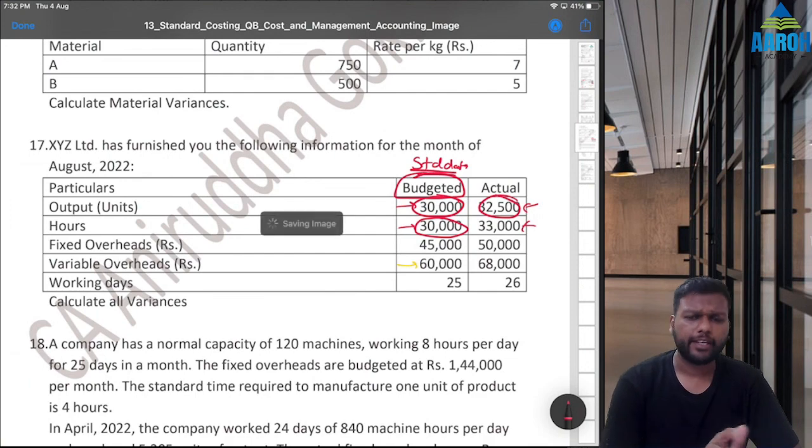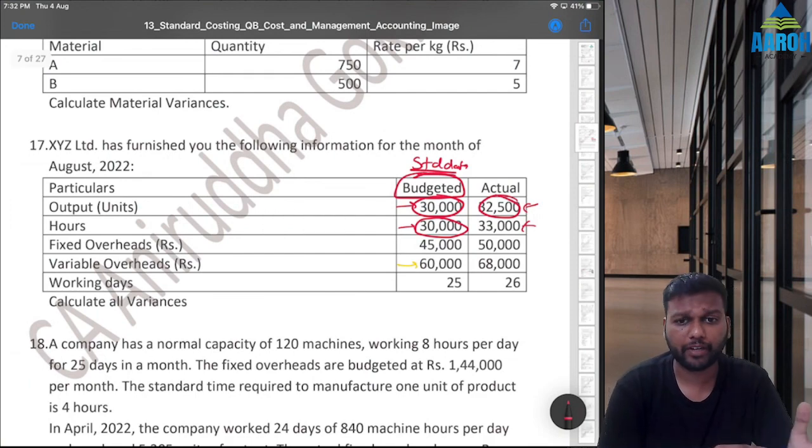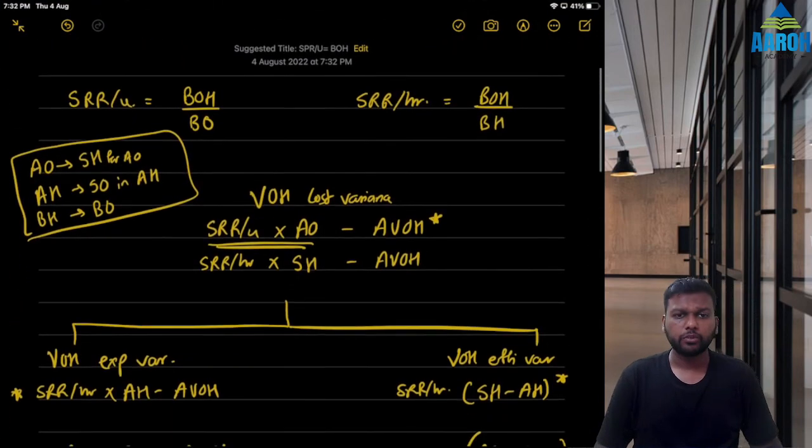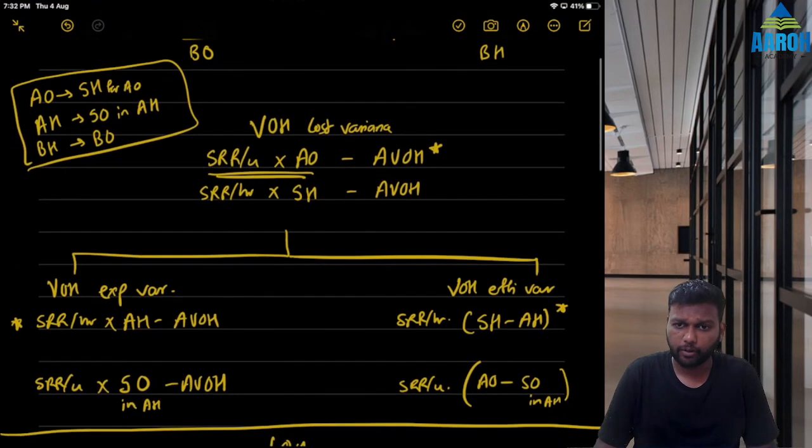Fine. Let's solve the fixed overheads in a separate video, the fixed overheads part, so that I keep only variable overheads in this video. So I hope these variances and all the alternate formulas are clear to everyone.